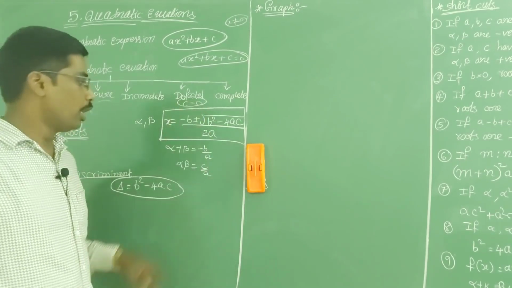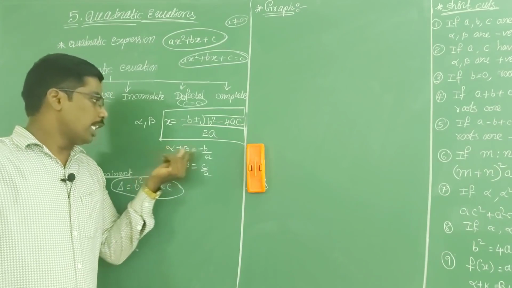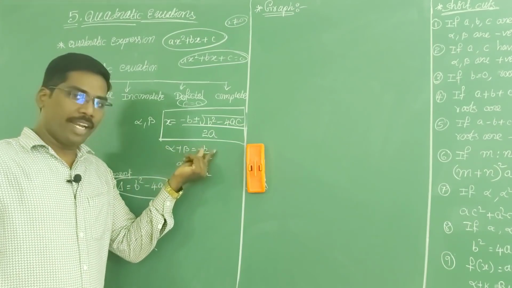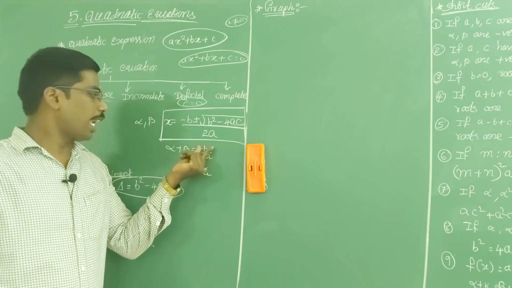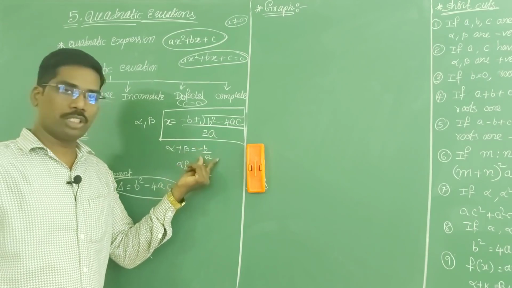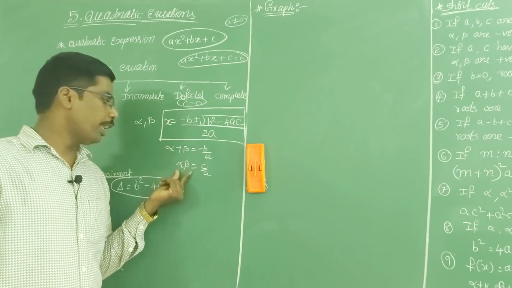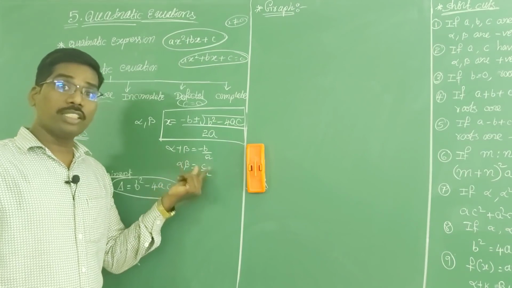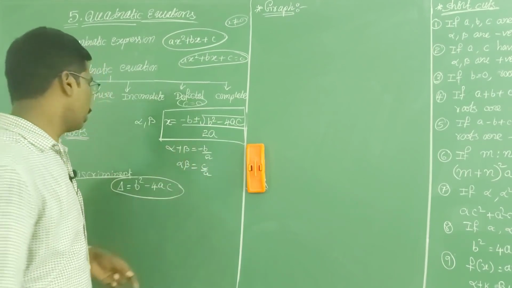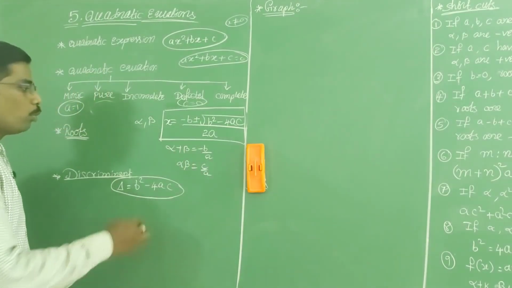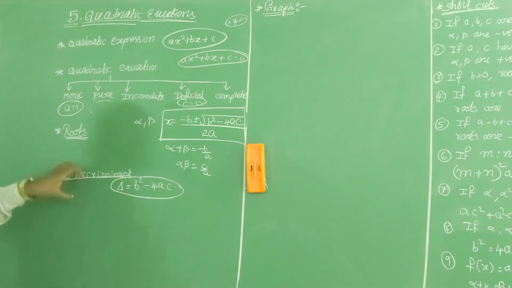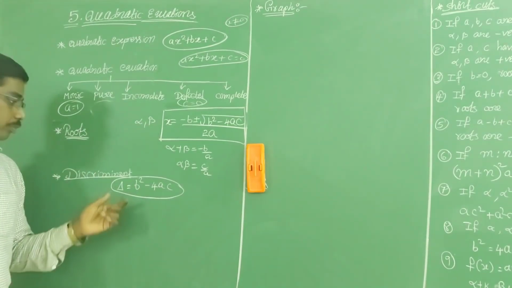We already know this very well. The sum of the roots is nothing but minus b by a, that is, minus coefficient of x by coefficient of x square, and the product of the roots is c by a, that is, constant by coefficient of x square. Next, very important, the discriminant.